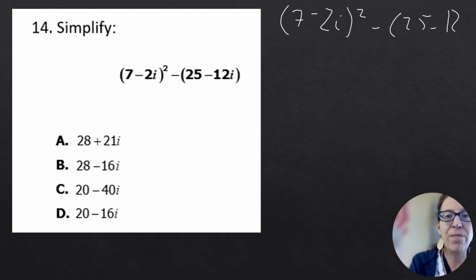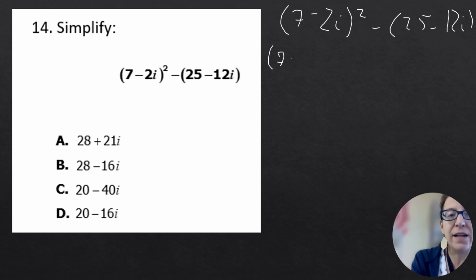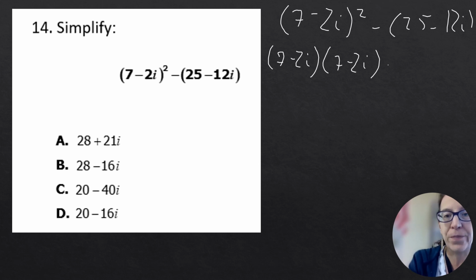Remember that when you square something, exponents can't be distributed. That would violate your order of operations. You can't square the 7 and the 2i before you subtract them, because the 7 minus 2i is in parentheses. So you have to handle that first before you can square them. Now, the way we do that is by rewriting that squaring as a multiplication.